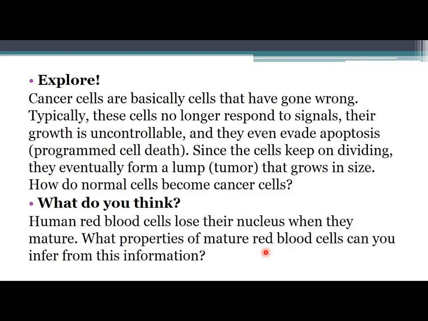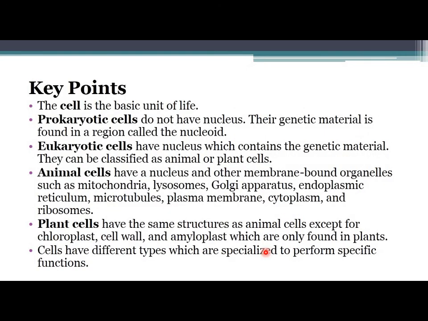Ayan, no? So, ito ay inyong gagawin as your self-paced activity, no? Ayan. Now, key points, no? Again, the cell is a basic unit of life. And then we have two types of cell, prokaryotic and eukaryotic cells. So, prokaryotic cells do not have nucleus, and their genetic material is found in a region called the nucleoid, no? And then eukaryotic cells naman have nucleus, which contains the genetic material, and they can be classified as either animal or plant cells.